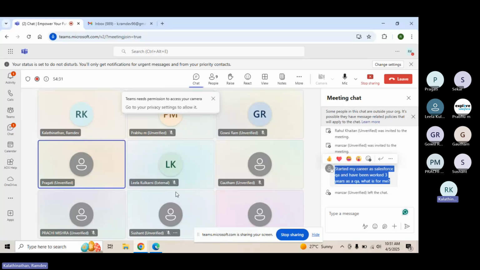I'll tell you. So there are two things. Let's say I am working with a company that is a Salesforce partner. I am on the Salesforce partner side, Salesforce is on the other side, and the client is on the other side. So there are three main entities involved here.